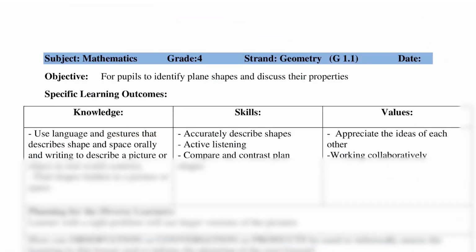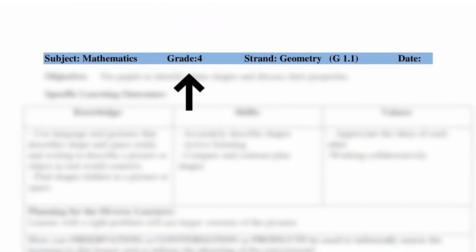Now I have selected grade 4. We know our subject is mathematics, and I have selected a grade 4 class to present this lesson plan. My strand is geometry, and our strands are usually numbered, as well as the key areas. So for this geometry topic that I'm going to select, it comes from the section G 1.1, which is the first section of the geometry strand.